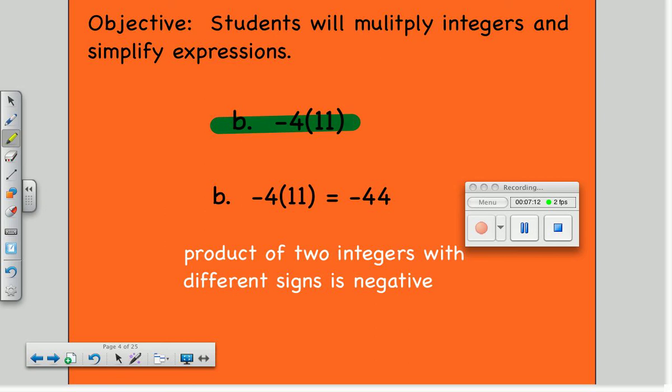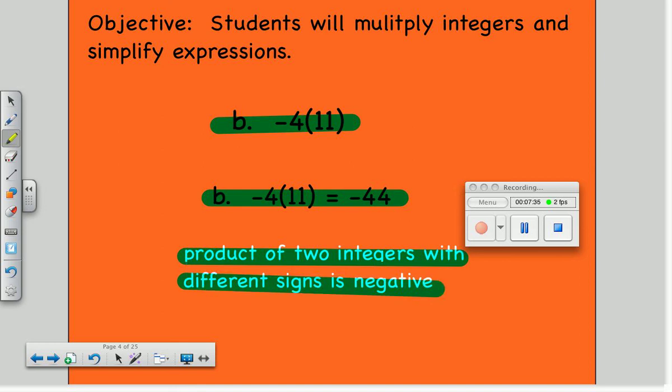B, negative 4 times 11. A negative times a positive. Hate to love. That's bad. If we hate to love, that's bad. So that's a negative. Negative 44, because 4 times 11 is 44. And a negative times a positive is negative. So the product of two integers with different signs is negative.